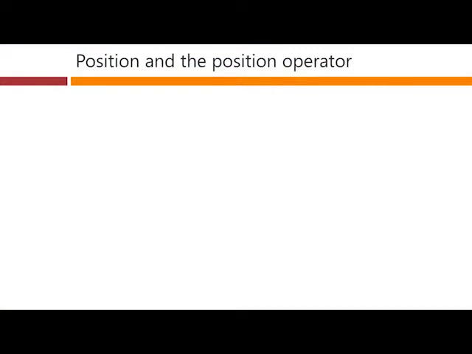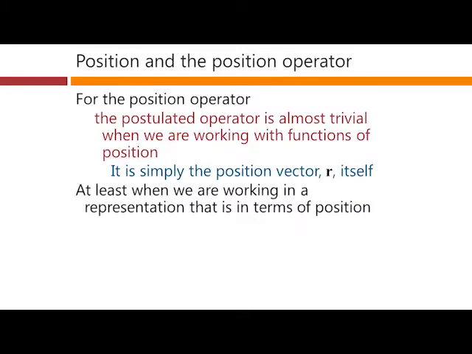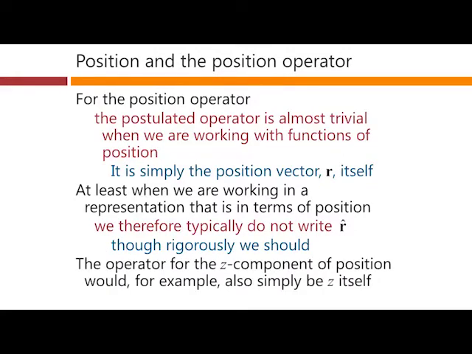Now let's look briefly at the position operator. For the position and the position operator, we simply postulate that the operator, which turns out to be almost trivial when we're working with functions of position, is simply the position vector r itself. At least when we're working in a representation that is in terms of position, we therefore typically do not write r with the little hat on it, though perhaps rigorously we really should do that. The operator for the z component of position would, for example, also simply be z itself.